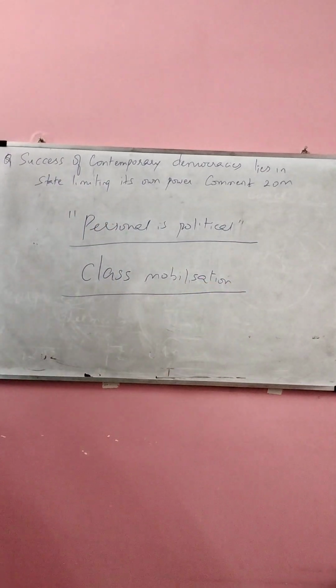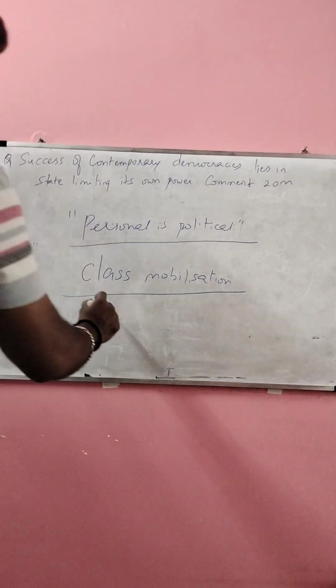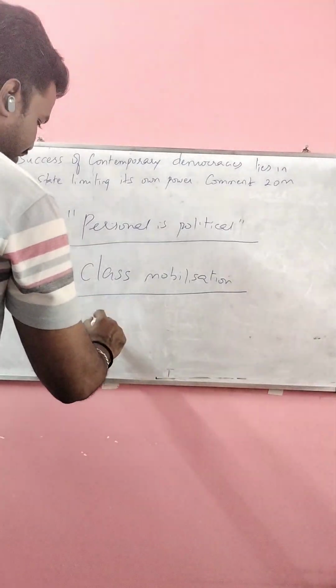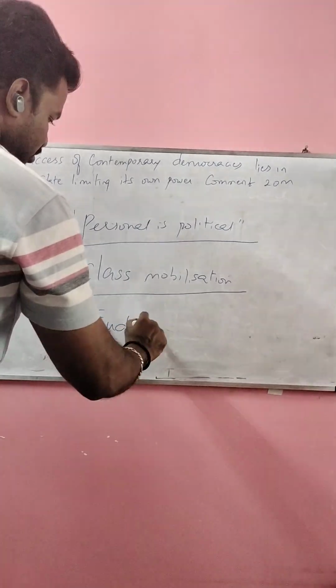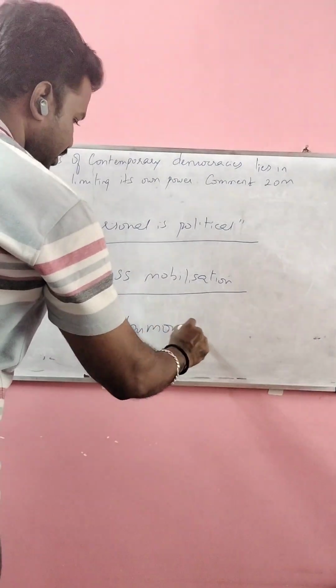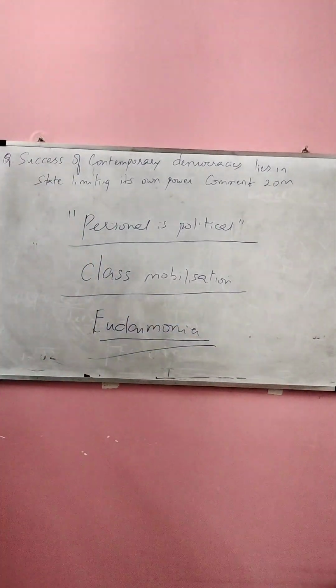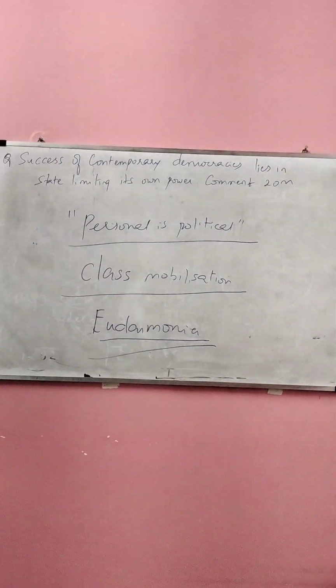Class mobilization. It's an important key term. It is also a phrase. Ancient Greek scholars, Plato, Aristotle, they spoke about eudaimonia, an important key term, which is nothing but the greatest happiness or the greatest good in society. Ensure to bring these terms in the answers. Don't write in a vague manner like GS subjects.